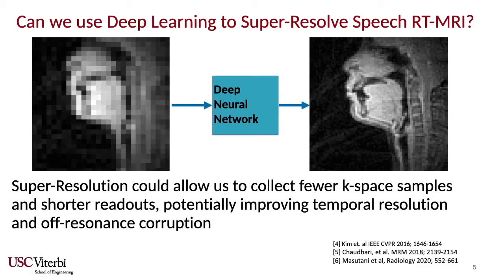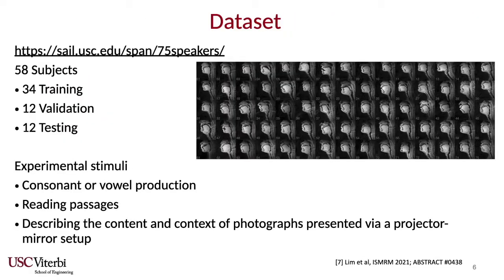The motivation for this is that by collecting fewer k-space samples and having shorter readouts, we can potentially improve the temporal resolution as well as the errors due to off-resonance. The dataset used included 58 subjects, 34 of which were used for training, 12 for validation, and 12 for testing. This dataset comes from a recent work submitted to this conference, abstract number 0438, which is an open dataset for speech real-time MRI.